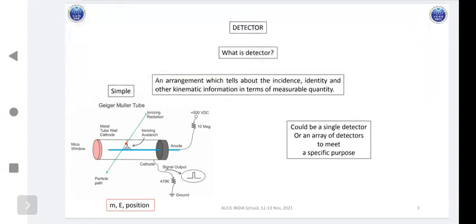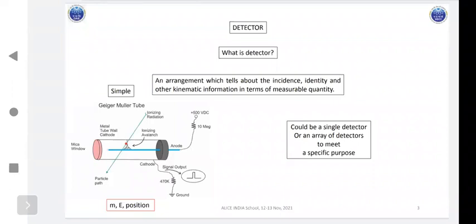So in that sense, a detector should be some arrangement taking either liquid or gas or solid, connected to a proper readout mechanism, which will be able to give you information about some particle incidence or its identity, whether it's an electron, a photon, or a proton or pion, etc. And if they are detected, what their kinematic information is, like momenta, positions, energy, and so on.